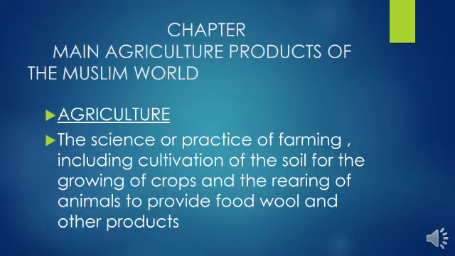First, what is agriculture? Agriculture is the science and practice of farming, including cultivation of the soil for the growing of crops and the rearing of animals to provide food, wool, and other products. Do you know agriculture is the main occupation of the majority of people living in the Muslim world? These Muslim countries produce a variety of agricultural products for their own use and also for export.